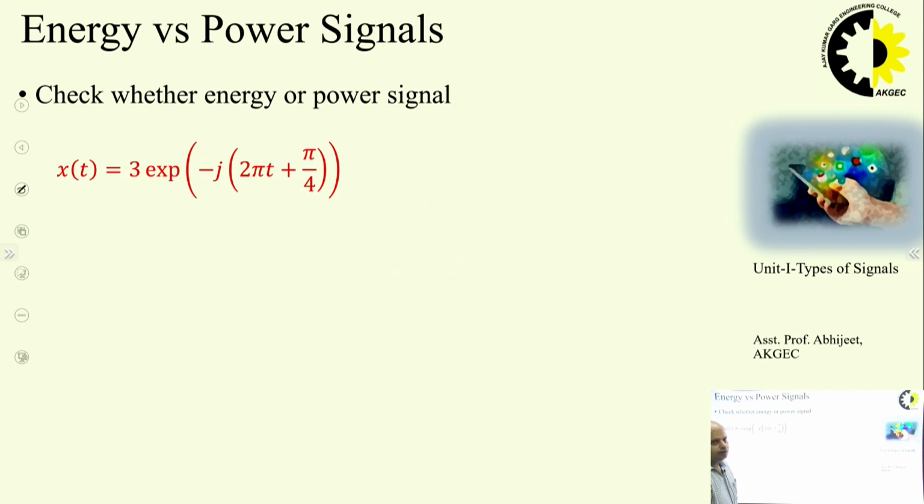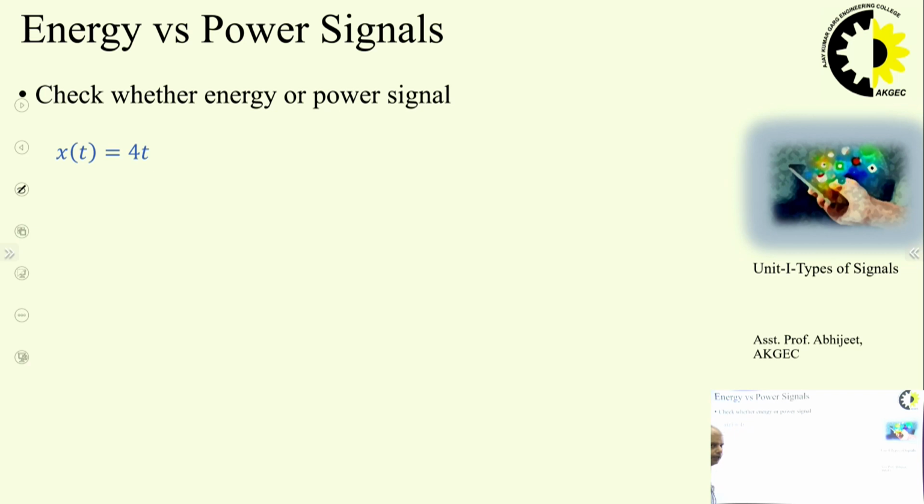Similarly, for this signal, since it is a complex exponential case, there is a minus j. This is the phase, and phase has no magnitude since it is in conjugation with j. Therefore, even for this signal if we evaluate, it will be a power signal, and as per the calculations of the previous slides, this will be 3 square, basically 9 watts. That's a complex exponential. One can verify the energy will be infinity, and the power will be a finite value since it is a periodic signal.